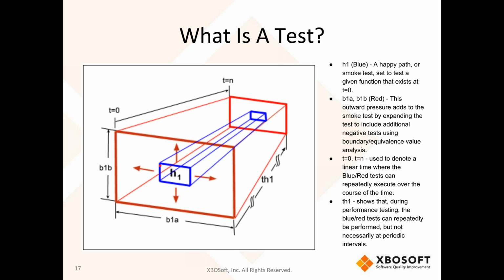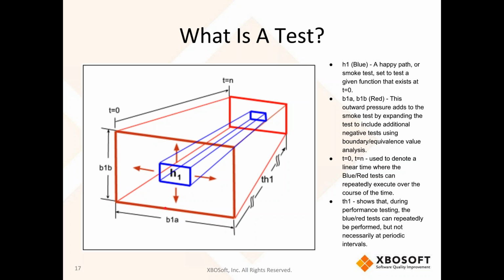Again, this is a metaphor, but it's a simple test, a happy smoke test, whatever you want to call it, that does a particular function. The next thing is this red box here, and this represents the boundary tests that could be taking place. So it's where you would take this with functional or happy path tests, and then expand it by having negative or boundary tests. Now it's exercising the software more.